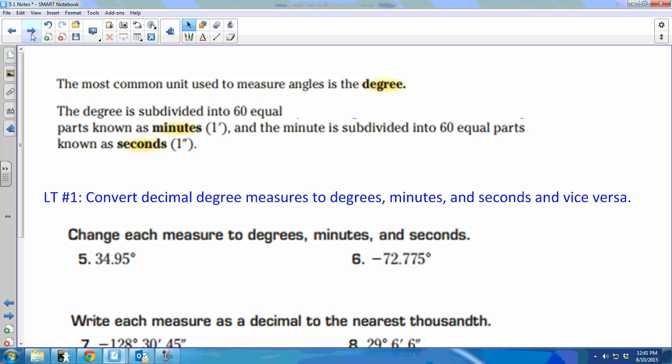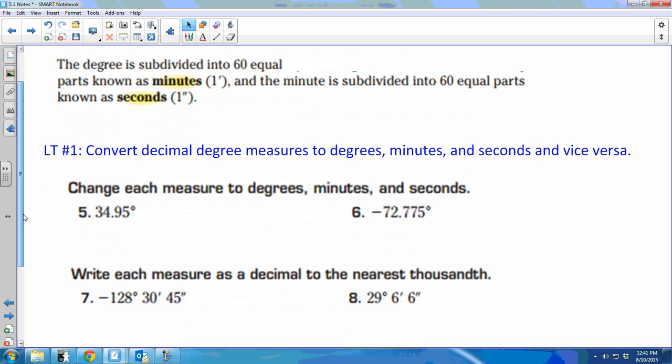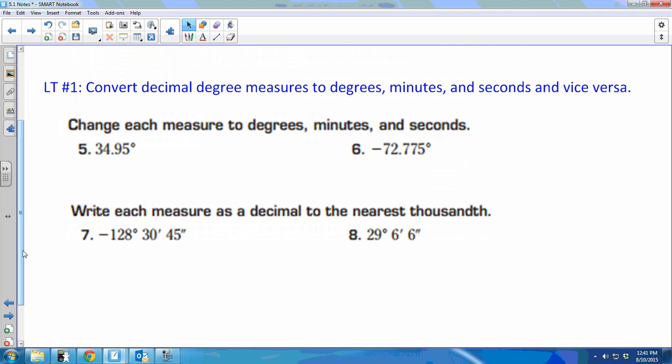So if you have a degree, you can split that up into 60 equal parts known as minutes. And you can split the minutes up into 60 equal parts known as seconds, just like a clock. It's nothing fancy. So I'm going to show you what I mean with the first example by hand, and then we'll go back and I'll show you how to do it in the calculator, because you don't want to do these by hand. I just want you to know how to convert them so you can use them in class and other sections.